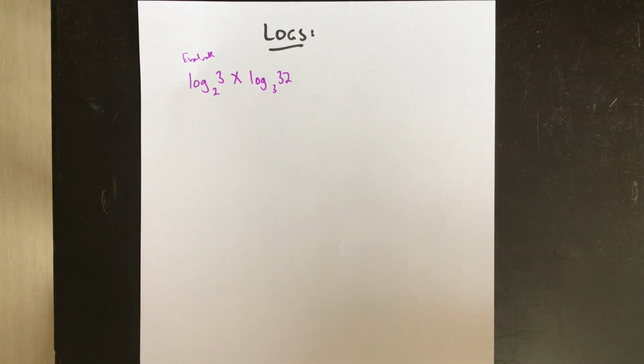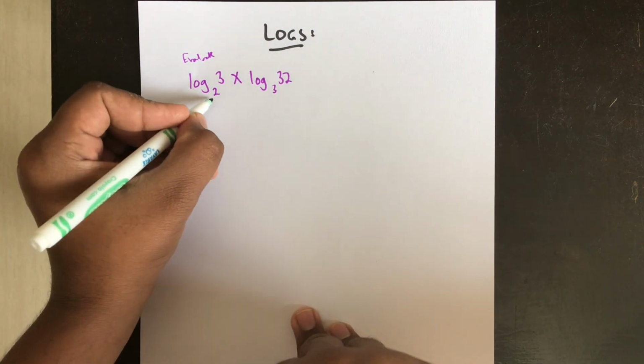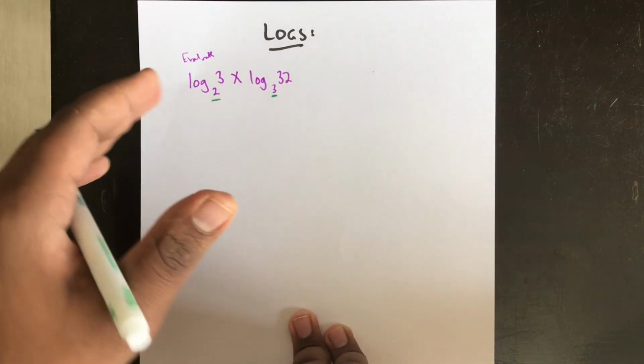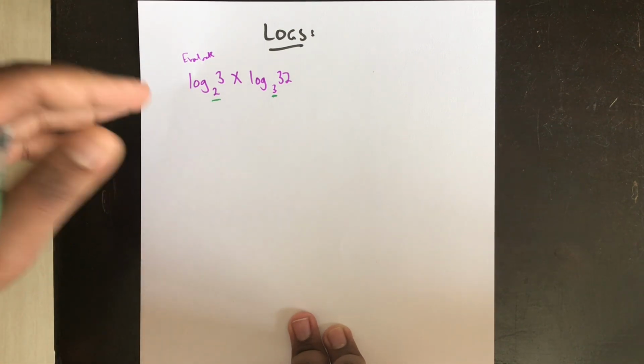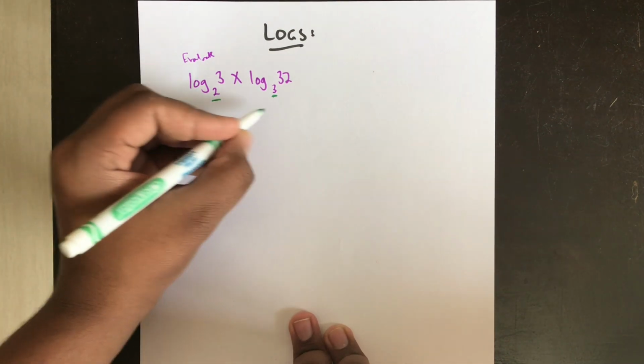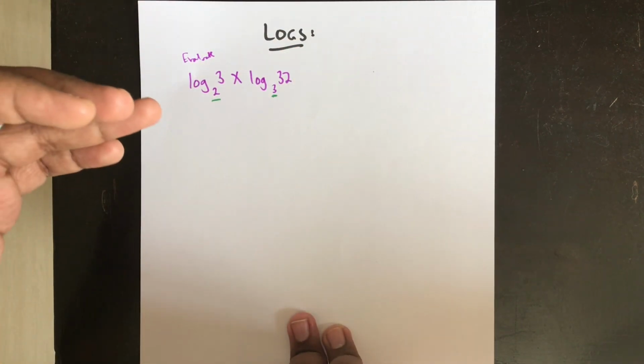Evaluate log 3 base 2 times log 32 base 3. How will we do this? First of all, we start by looking at the bases. This is 2 and 3, so they're not the same. So we need to have the change of base technique or the change of base rule in order to make either one of the bases the same, so we can use the normal log rules which we had discussed earlier.